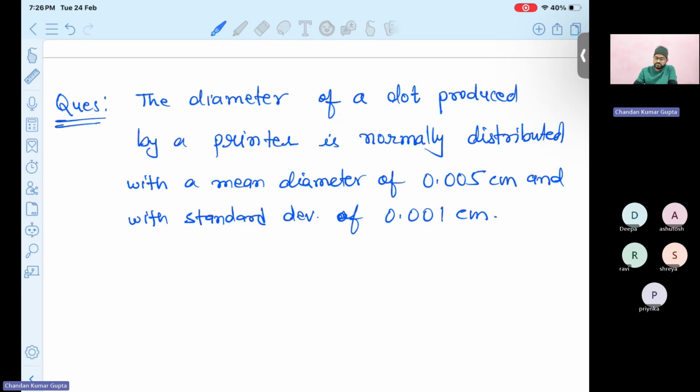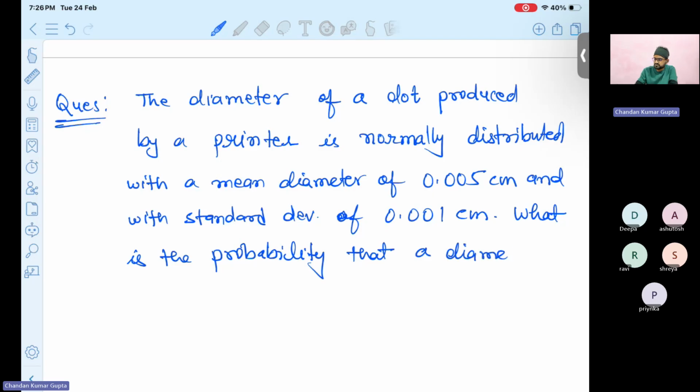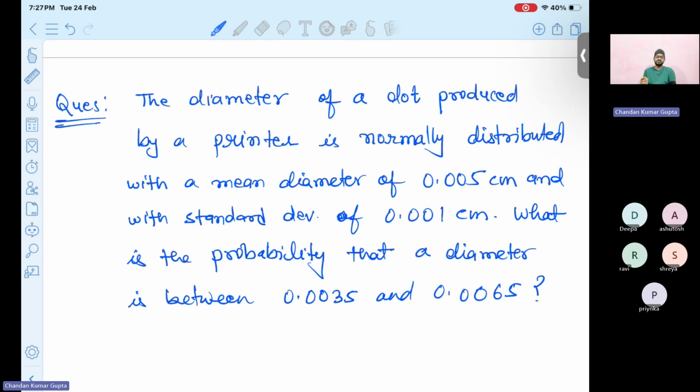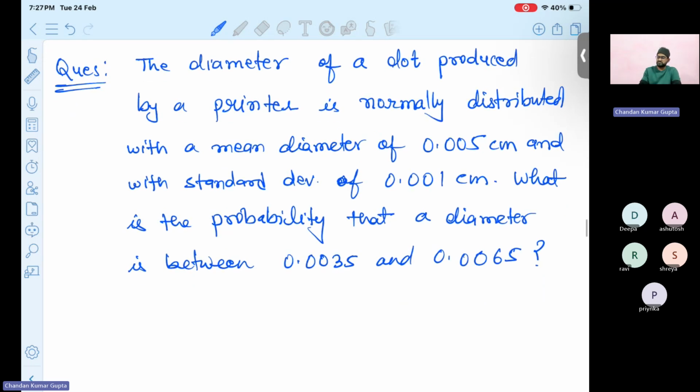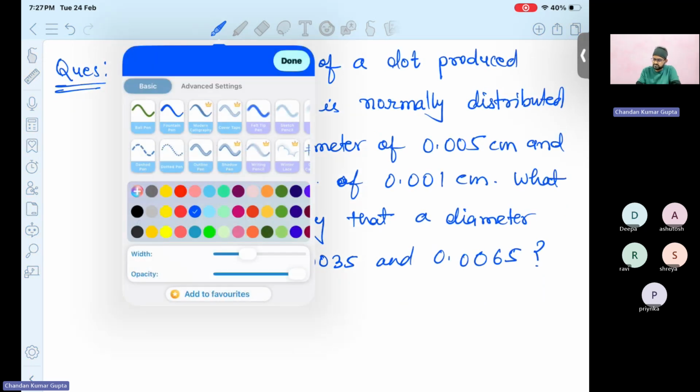We need to find the probability that the diameter is between 0.0035 and 0.0065 centimeter. Obviously, that's a very simple question actually. So let's solve this quickly.